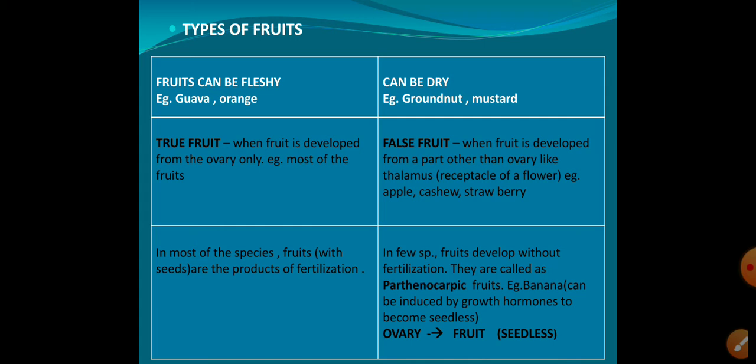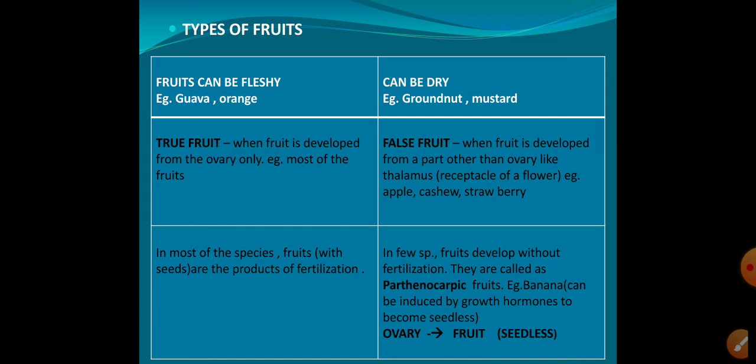It can be fleshy or it can be dry. Fleshy example I've given you, guava, orange and all that, and dry, groundnut and mustard I have added as an example here. Then fruit can be either a true fruit or a false fruit. Which is said to be a true fruit? When fruit is developed from the ovary only then you can call it a true fruit. Then what is false fruit? When fruit is developed from a part other than ovary, like thalamus.